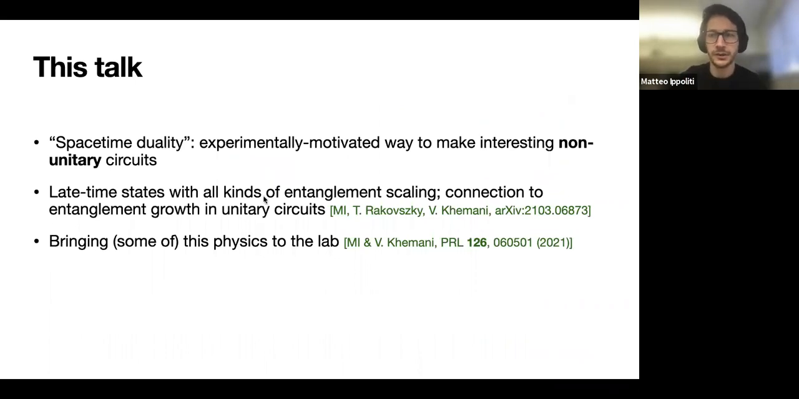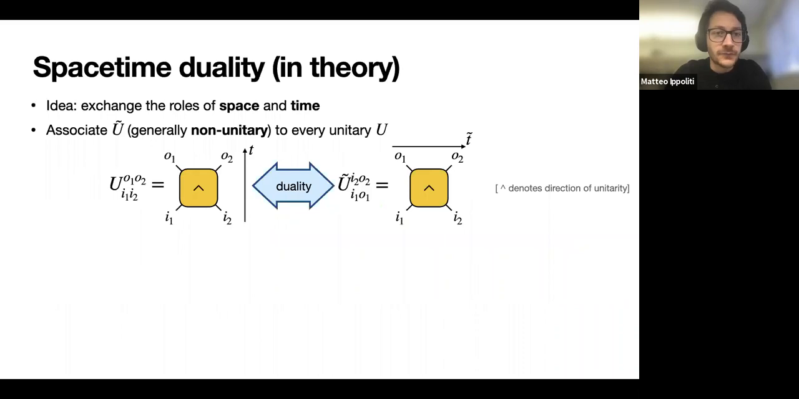What I hope to cover is this concept of space-time duality, which is ultimately the trick that allows us to make these interesting non-unitary circuits in an experimentally motivated way. Then with these circuits, we can prepare interesting steady states that exhibit a whole variety of scalings of entanglement, some of which are not found in conventional unitary circuits. And then if there is time, I can present this other work on doing at least some of these experiments with absolutely no real measurements, so to speak. So with no post-selection, with present-day quantum devices, with very basic resources.